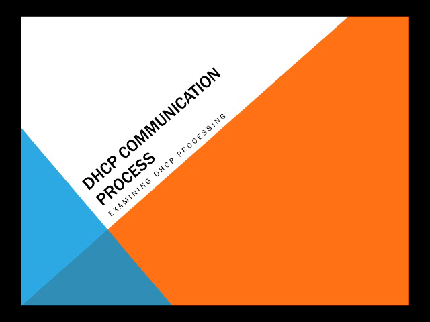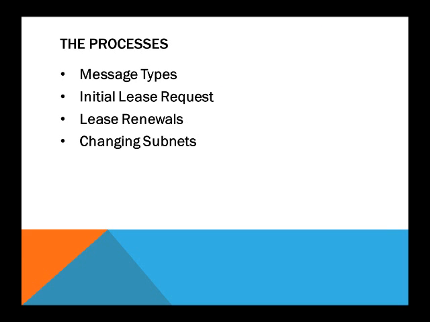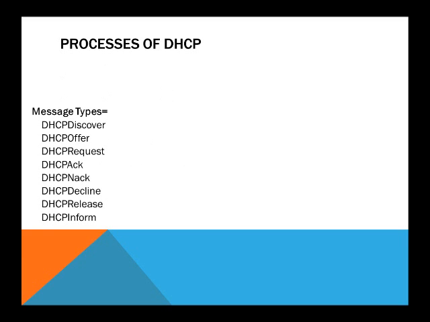DHCP communication process. Processes are the message types, the initial lease request, lease renewals, and changing subnets. The message types are DHCP discover, DHCP offer, DHCP request, DHCP ACK, DHCP NAK, DHCP decline, DHCP release, and DHCP inform.